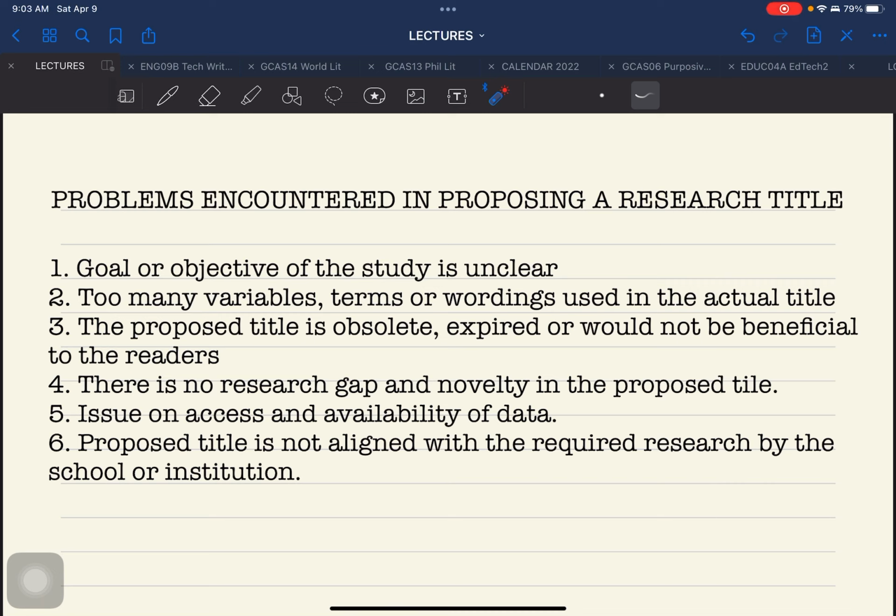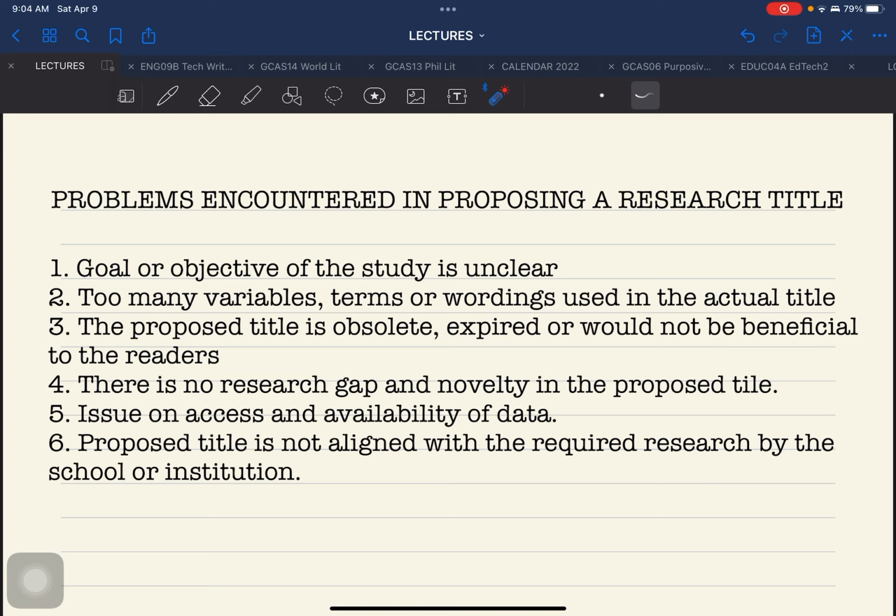So for you to be familiar with the number of key terms required for your title, and to avoid going beyond these key terms, make sure that you know the required number of key terms for your respective schools or institutions. This is another issue or problem encountered in proposing a research title. If this is the case, you have to rephrase, restructure, and in worst case scenarios, redirect your title because of this.